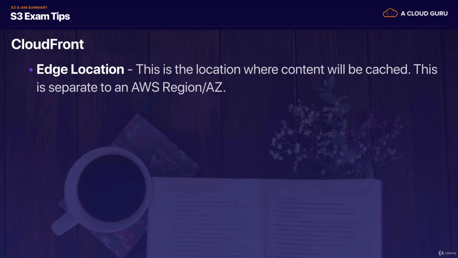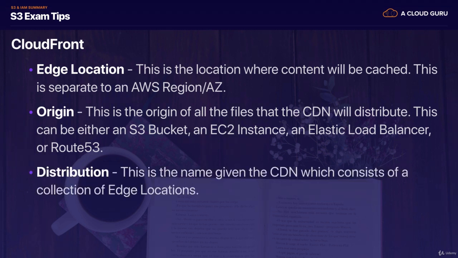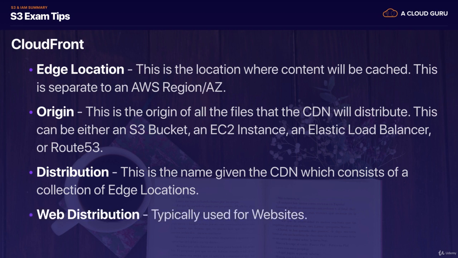So we learned what an edge location was. This is the location where the content is going to be cached, and it's separate to an AWS region or availability zone. We learned what an origin was. This is the origin of all our files that the CDN will distribute, and this can either be an S3 bucket, an EC2 instance, an Elastic Load Balancer, or Route 53. And then we learned what a distribution was, and this is simply the name given to the CDN, which consists of a collection of edge locations.